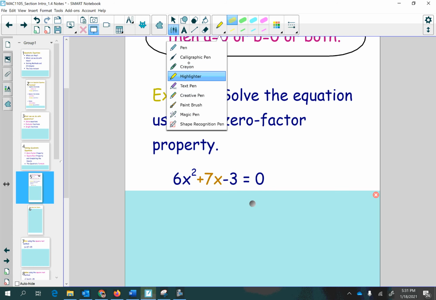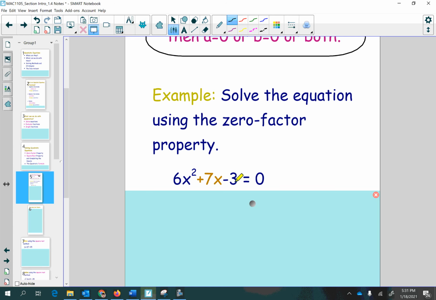So we're going to multiply 6 times negative 3, and that will give us negative 18. So I'm looking for two numbers that multiply to give me negative 18, and also when I add them, they give me this positive 7 in the middle. And what I want to do is rewrite that middle term into two pieces. So start thinking about all the different ways you know how to multiply two numbers to get negative 18.